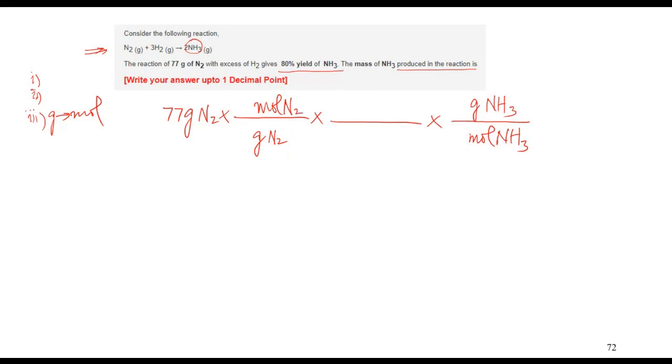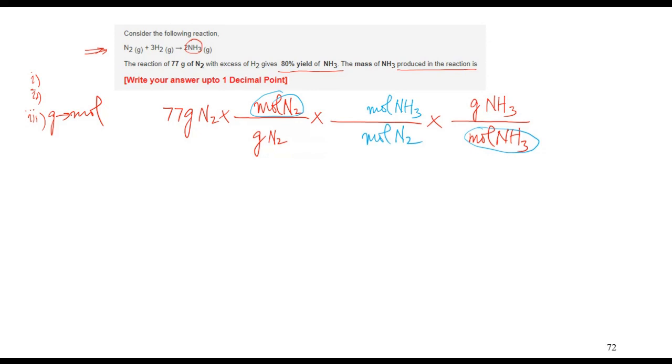Now, what will you write here? In the mole ratio method, I told you a very simple and easy trick. What is written here? Write it here. And what is written here? Write it here.